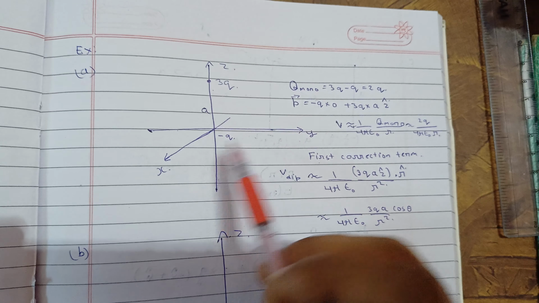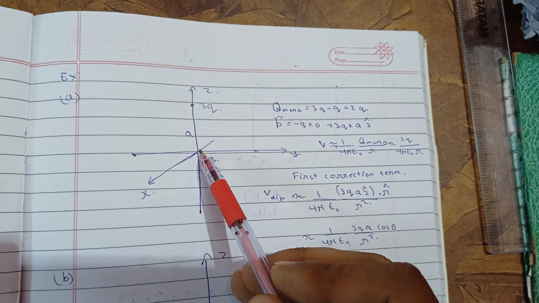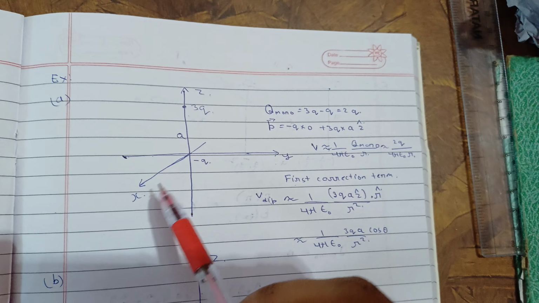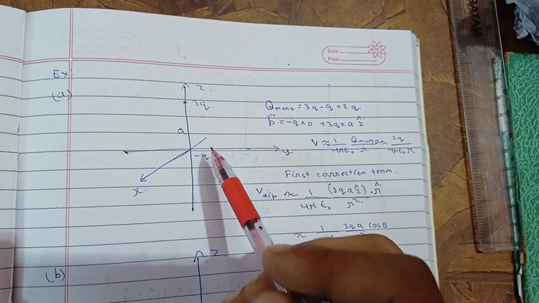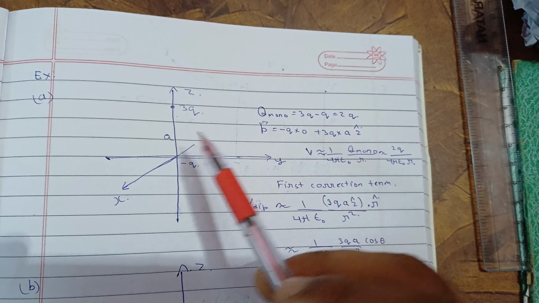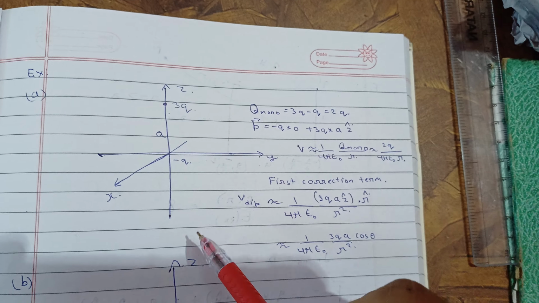So you have this 3D shape in Cartesian coordinates. Now the charge is at the origin, and one charge 3q is placed at distance a, and now you need to find the q mono, the dipole moment, the monopole moment, and the potential, all of them. So what is the q mono? Q mono is the total charge, so 3q minus q will give you 2q. So this is your q mono.